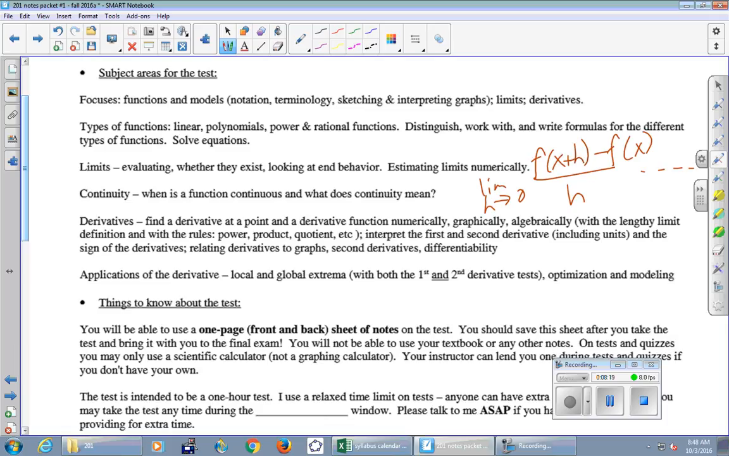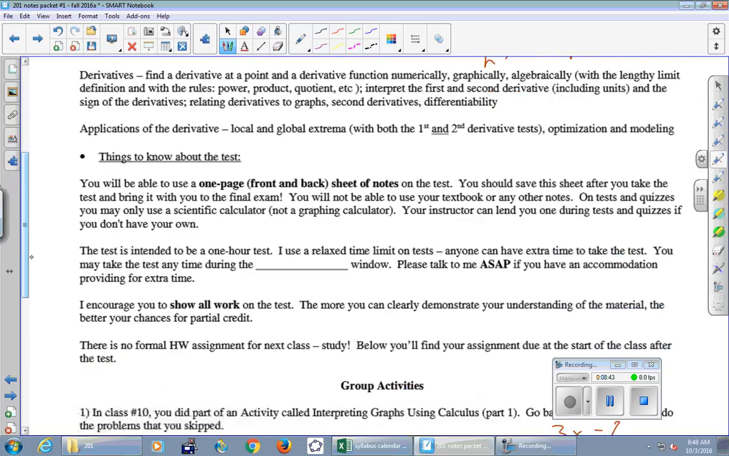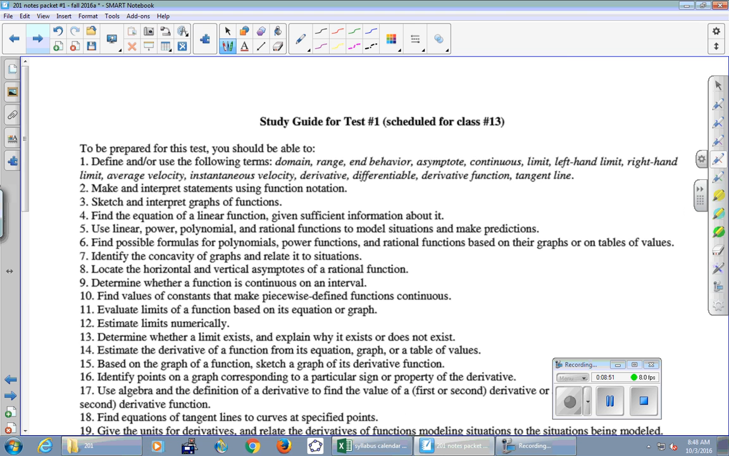We had local and global extrema with both the first and second derivative tests. The first derivative test we covered in class together one day. The second derivative test was embedded in the last activity. So if you didn't finish that activity, you're going to need to go back and take a look at it. I might ask you to do both first and second derivative tests, optimization and modeling. Things to know about the test. Oh, by the way, that is an abbreviated list of what's on the test. A couple of pages from here is a much more detailed list of skills that I would like you to have. Okay. So that is there.